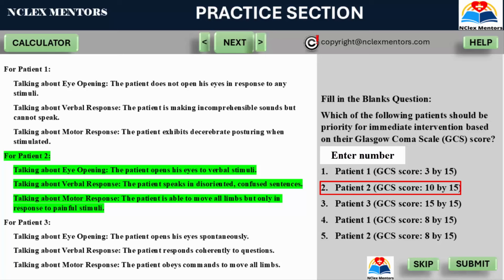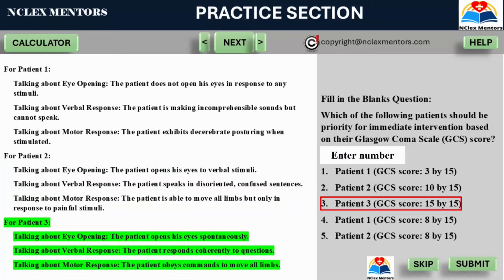Patient 2, GCS 10 by 15. This patient is conscious but confused and disoriented. Although their GCS score suggests moderate impairment, their airway and breathing are still stable. They still need urgent monitoring, but the immediate need for life-saving interventions is not as critical as for patient 1.